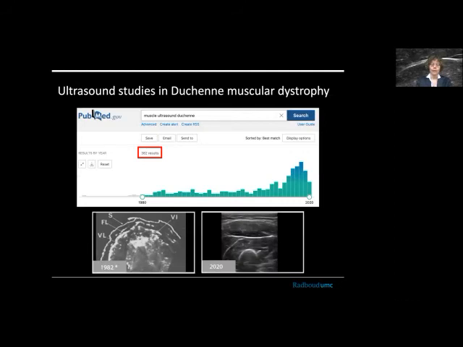So let's look at some of the literature out there on ultrasound and Duchenne's. Ultrasound was invented in sort of the 1980s, so I took that as a starting point for my search. And you can see that there are 380 plus papers out there already on this topic. You can also see, and I've put the images from the first study there, that the ultrasound quality has changed quite a lot over time.